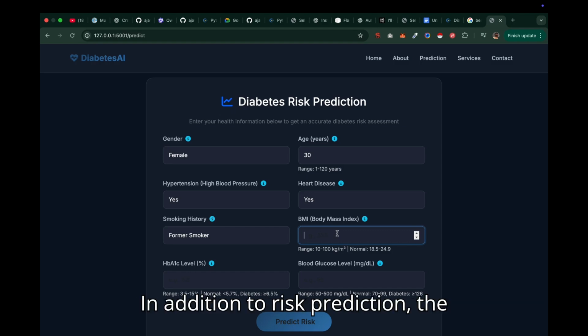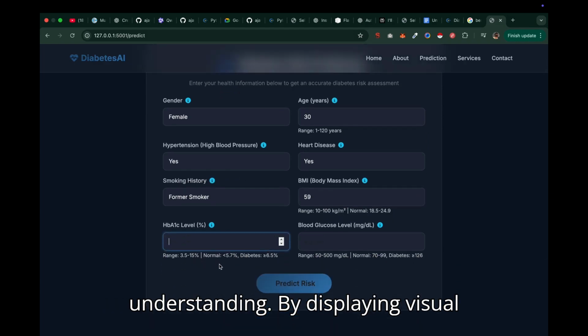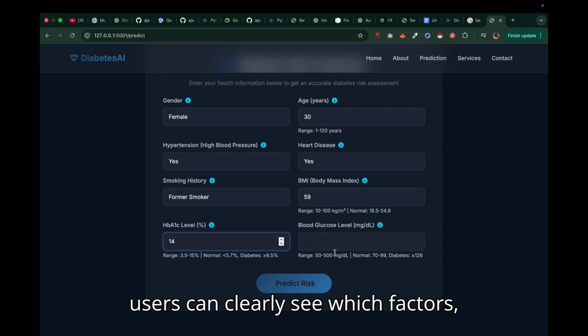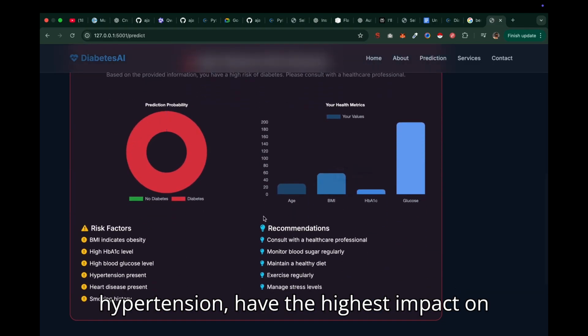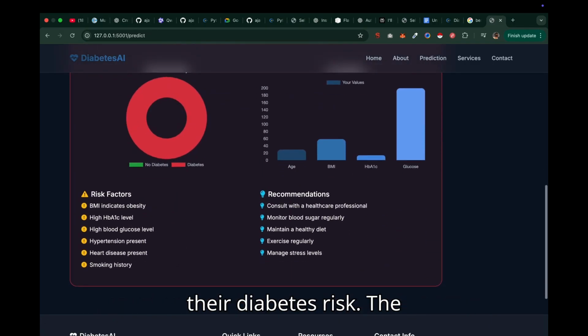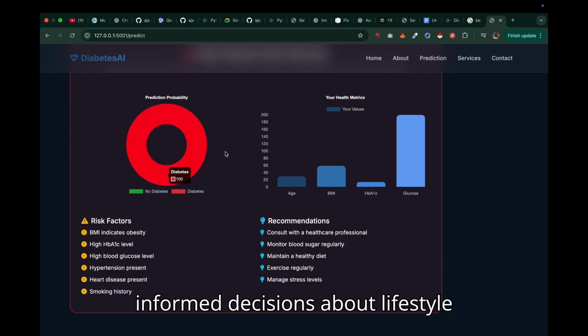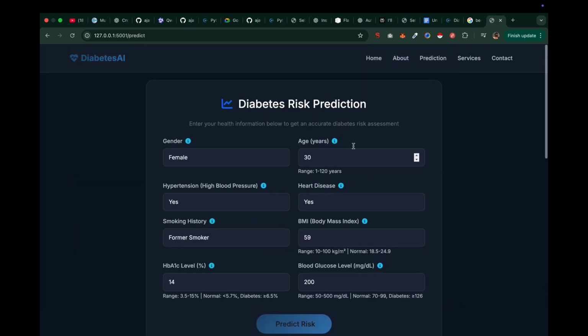their health. In addition to risk prediction, the system emphasizes user engagement and understanding. By displaying visual insights using Chart.js, users can clearly see which factors, such as BMI, glucose levels, or hypertension, have the highest impact on their diabetes risk. The real-time feedback allows users to make informed decisions about lifestyle changes and health monitoring.